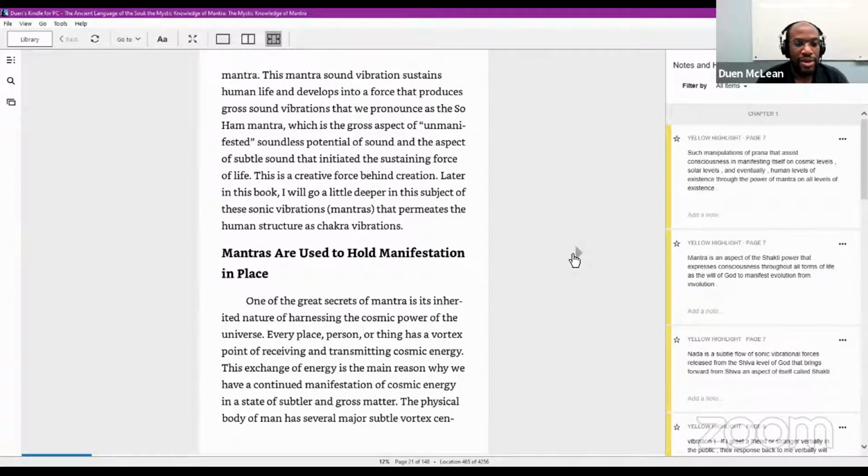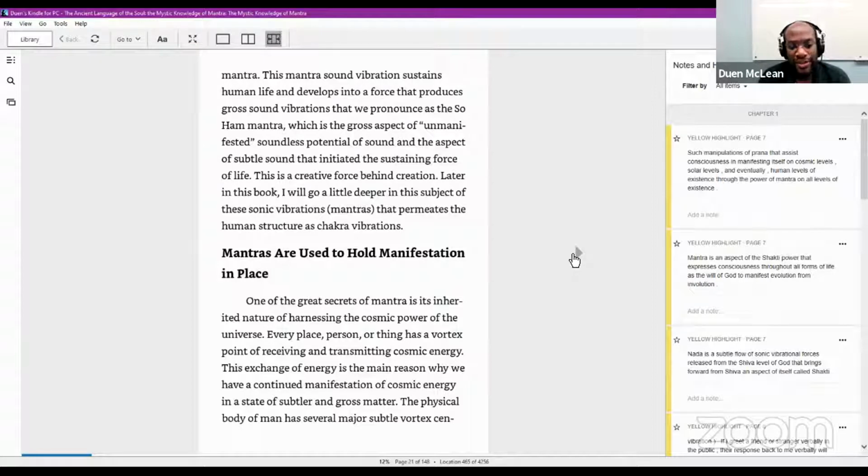Later in this book, I will go a little deeper into the subject of these sonic vibrations, mantras, that permeate the human structure as chakra vibrations. Mantras are used to hold manifestation in place.